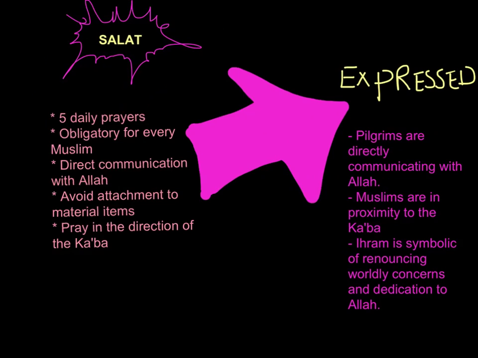The second pillar, Salat, is also expressed. This refers to 5 daily prayers. To pray is an obligation for every Muslim. In doing so, they are in direct communication with Allah. It also advises them to avoid attachment to material items and pray in the direction of the Kaaba. This is expressed through the Hajj in the fact that pilgrims are directly communicating with Allah. Muslims are also in close proximity to the Kaaba, and Ihram is symbolic of renouncing worldly concerns and dedication to Allah.